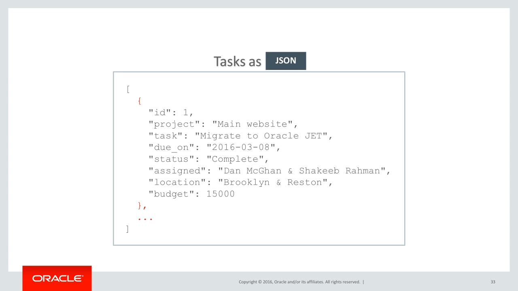As I mentioned, objects are just sets of key value pairs. So you see those keys on the left here. The keys are followed by a colon, and then to the right of the colon you see the value portion. And in our example, ID and budget are both numbers, whereas everything else is really just a string.